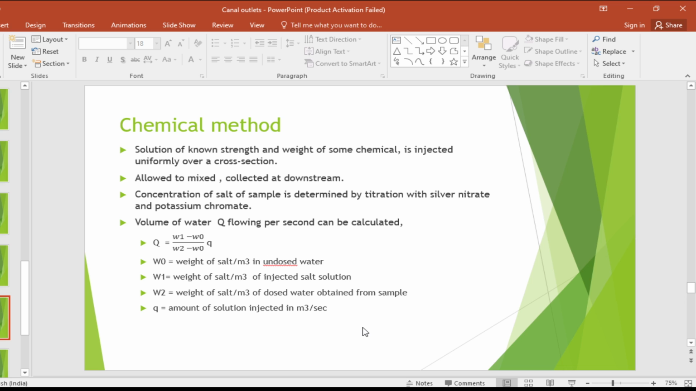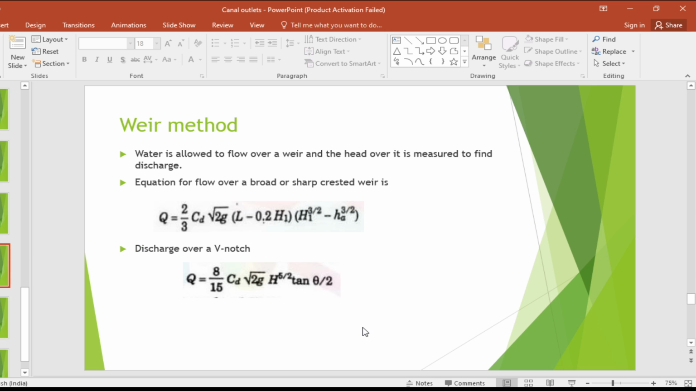Now this is the chemical method, where we inject a salt solution externally into the water, and by using the titration method, that is the chemical method, we calculate the volume of water flowing per second. Now, third is the weir method.